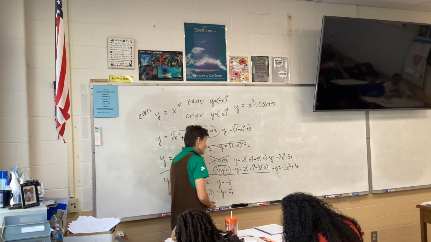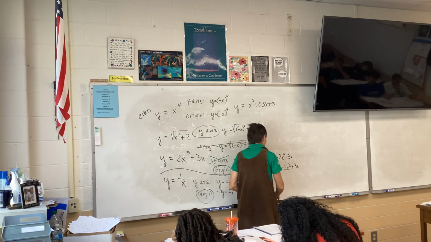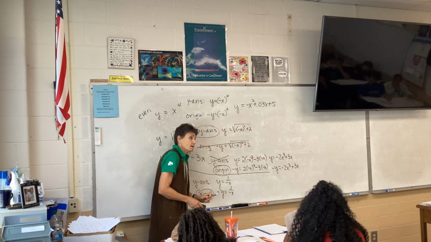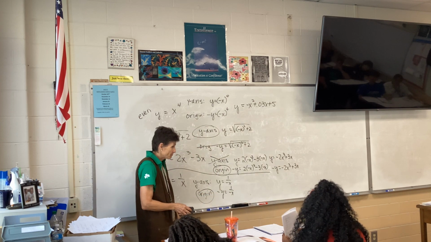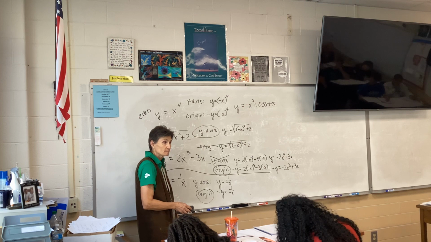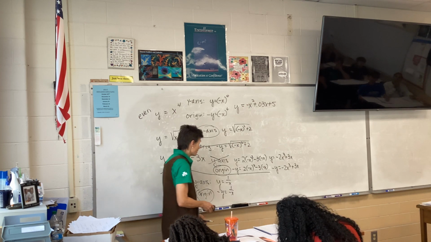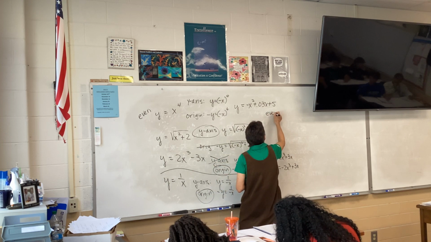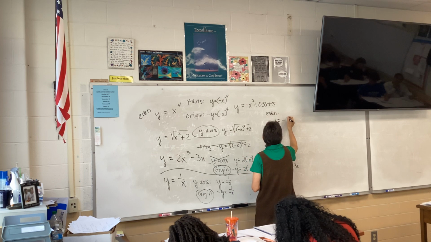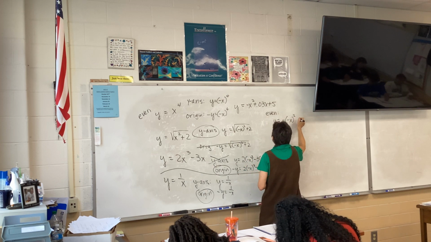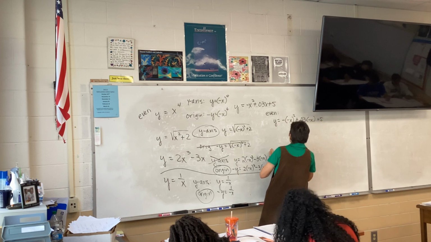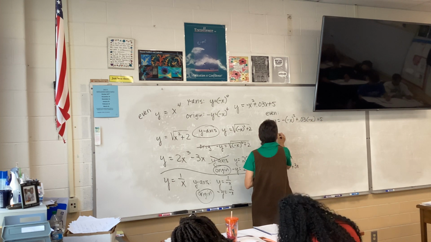So, even means y-axis, so you only check the y-axis if you want to be even, and you only check the origin if you want to be odd. Let's do that last one. Oh, sorry, forgot about that guy. Even would be y-axis, so I'm changing the sign on all the x's. And odd would be origin.